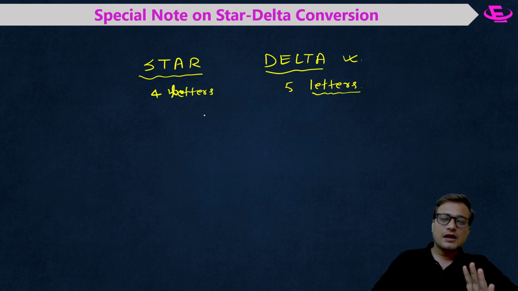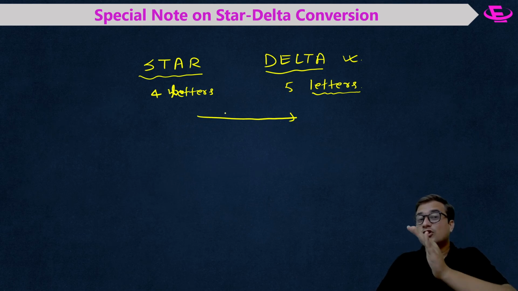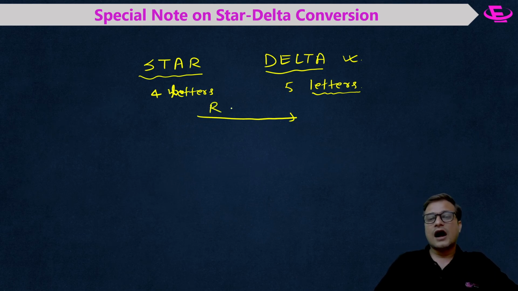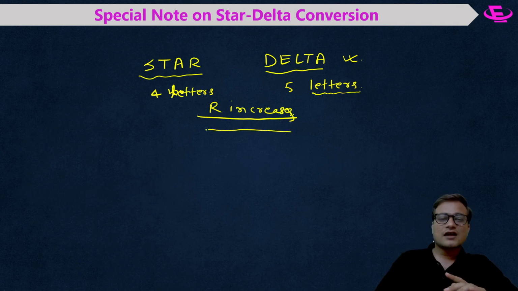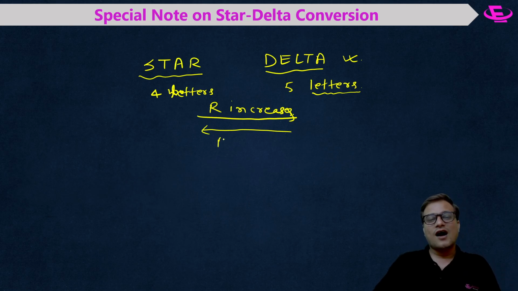So what happens if you are doing the star to delta conversion? The equivalent resistance value will increase. Clear? Now if you are doing delta to star conversion, then what will happen? You are coming from 5 to 4, so it decreases. I hope it is clear to you.